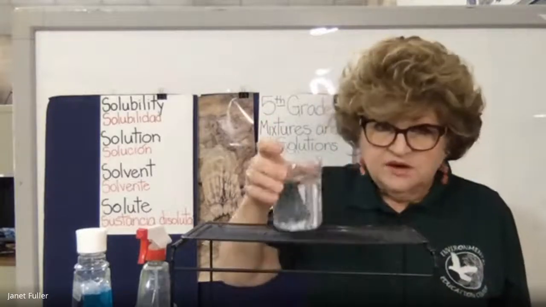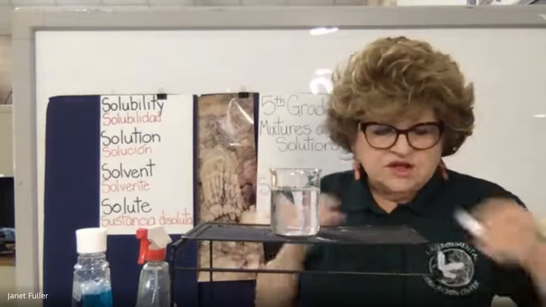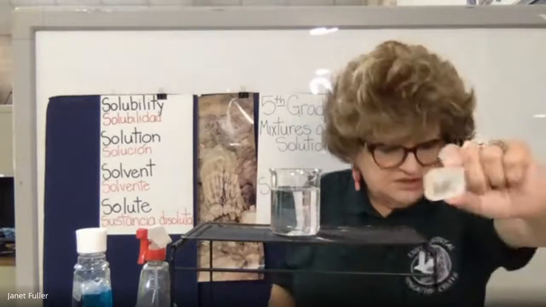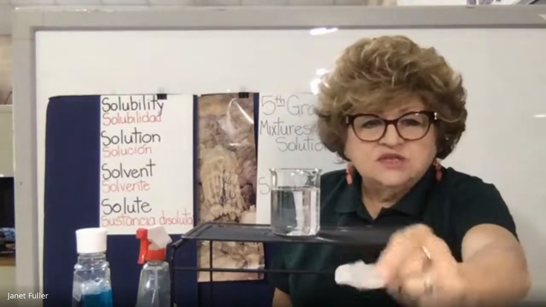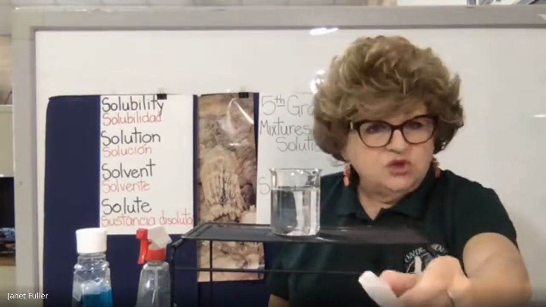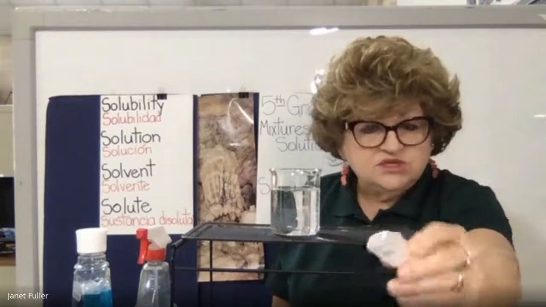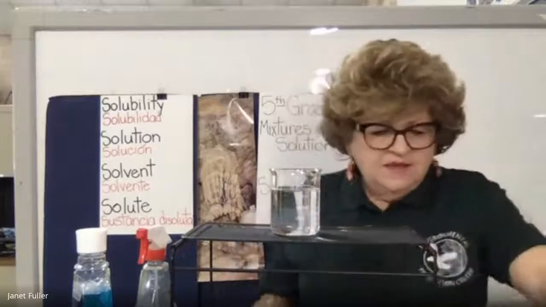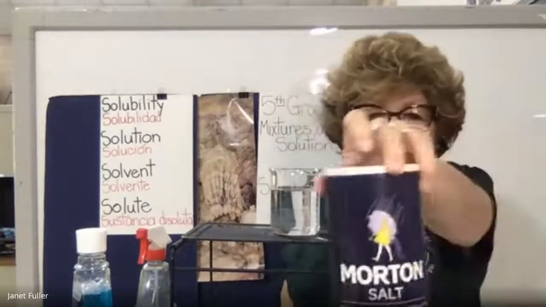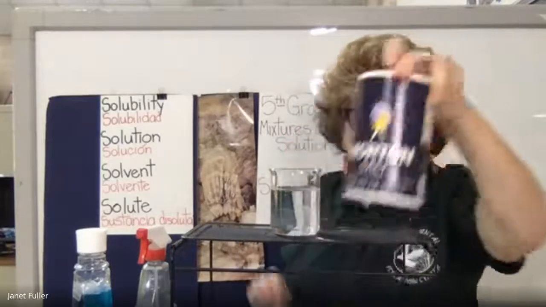This is water again. Water's the universal solvent. We're going to dissolve some salt in it. So here's what salt looks like in nature. It's called halite. It has cubic cleavage. It always breaks into a cube. It's very interesting. And this is the kind of salt that we're all familiar with, Morton salt, table salt.